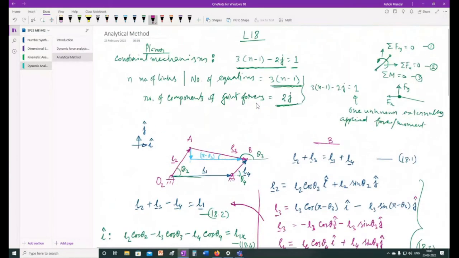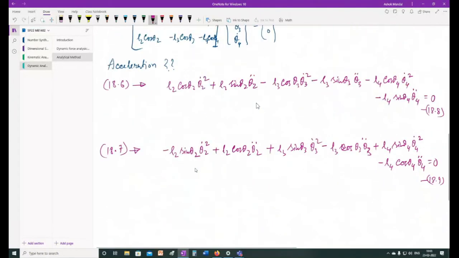Okay, now in these two equations, suppose for a particular case, let's say this theta 2 and theta 2 dot is known to us, and it is said that theta 2 dot is constant. What about theta 2 double dot? Zero. So that means in these two equations, all the quantities related to theta 2, like theta 2 dot and theta 2 double dot, are now known to us. Also, from our previous discussions, we know what is theta 3 and theta 3 dot, what is theta 4 and theta 4 dot. What else is not known to us? Theta 3 double dot and theta 4 double dot, right?